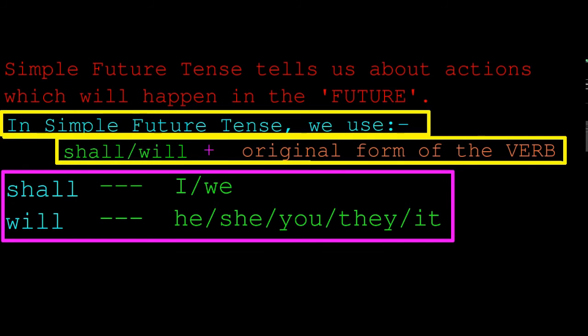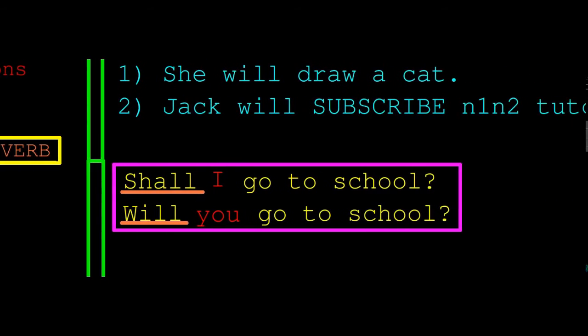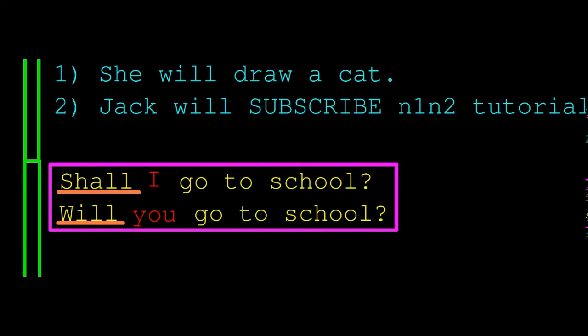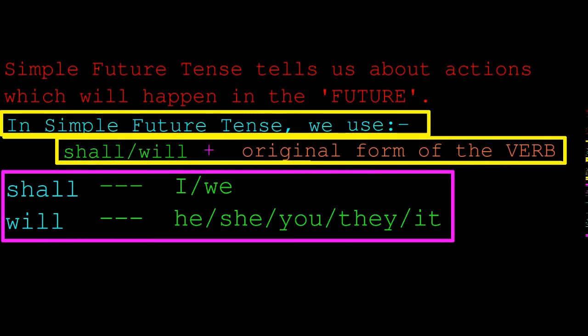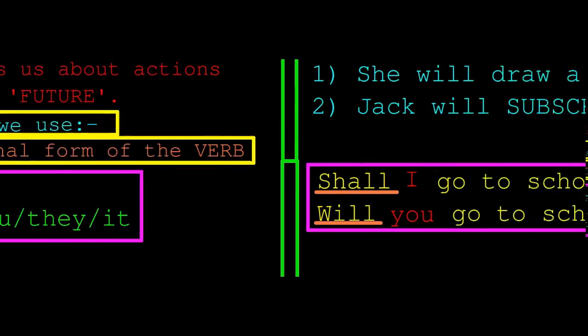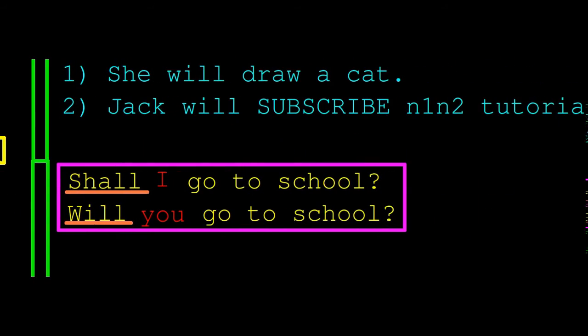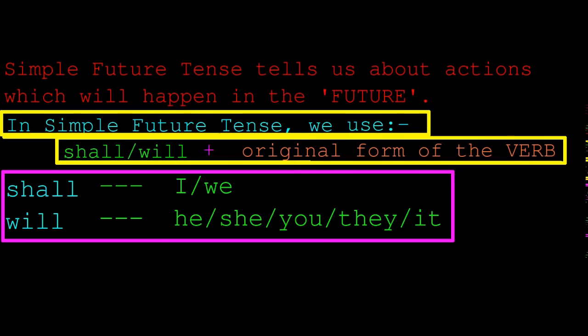For example, shall I go to school? So, we will be using the word shall with the pronoun I as said here. And in the next one, will you go to school? So, we are going to use the word will with the pronoun you as written here.